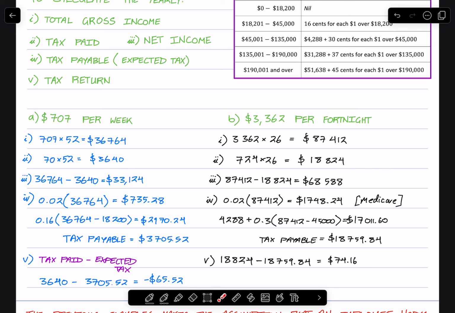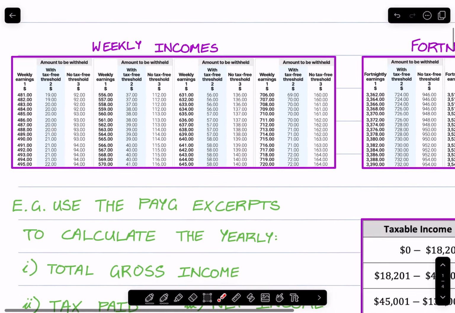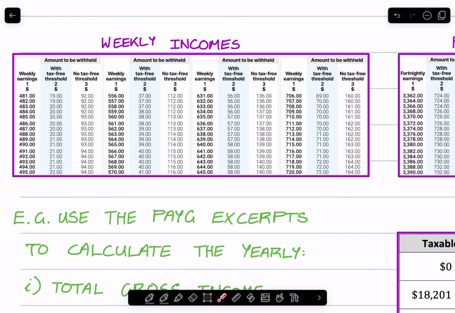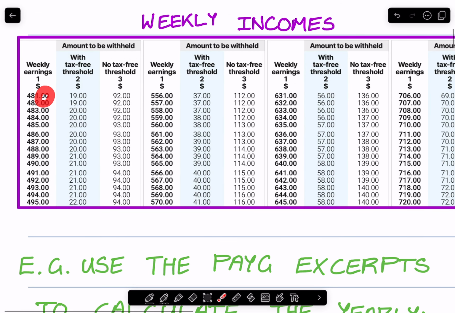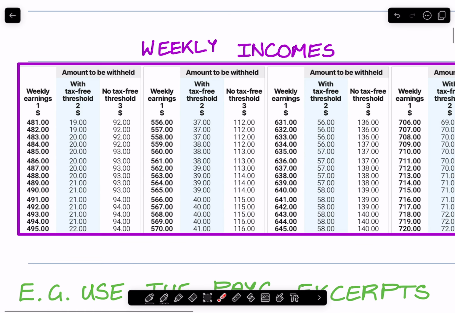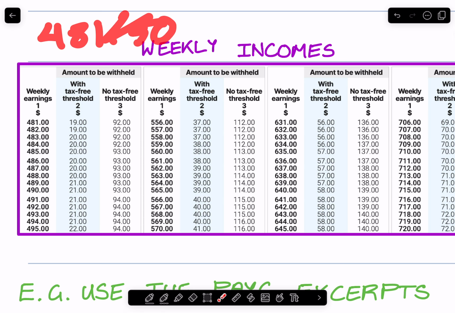And on top of that, they're missing some decimals here. And the reason for that is I can see that there's no cents in any of these amounts, and the ATO simply just drops these. So for example, if a person would earn $481.50, they ignore this and just look at it as $481.